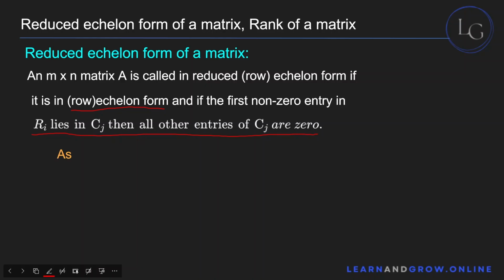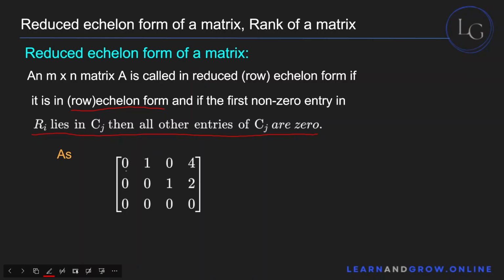That's it. So let me explain this with an example. Look at this matrix here. How will we know if it is in reduced echelon form? So first we must confirm if it is in its row echelon form. So there are 3 conditions it must fulfill.